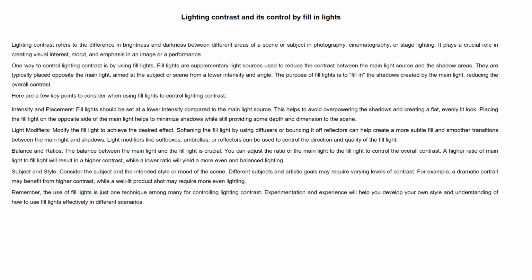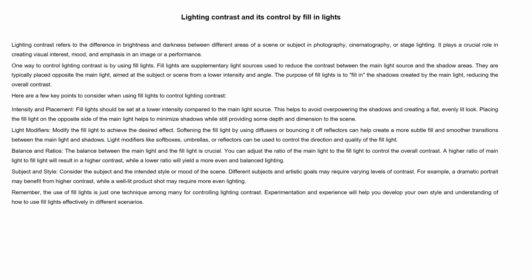Fill lights are supplementary light sources used to reduce the contrast between the main light source and the shadow areas. They are typically placed opposite the main light, aimed at the subject or seen from a lower intensity and angle. The purpose of fill lights is to fill in the shadows created by the main light, reducing the overall contrast. Here are a few key points to consider when using fill lights to control lighting contrast.